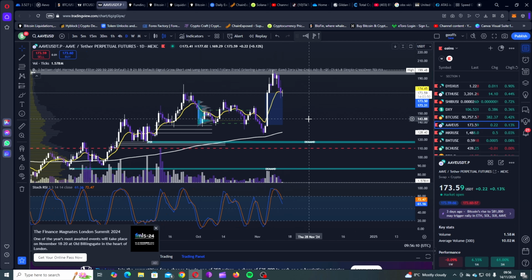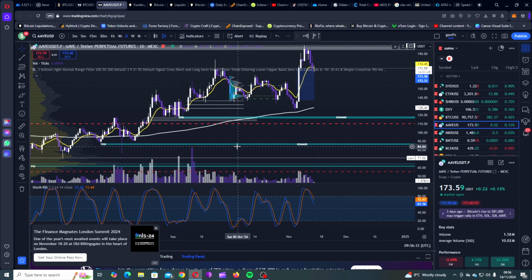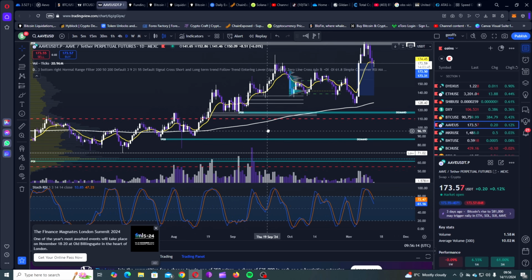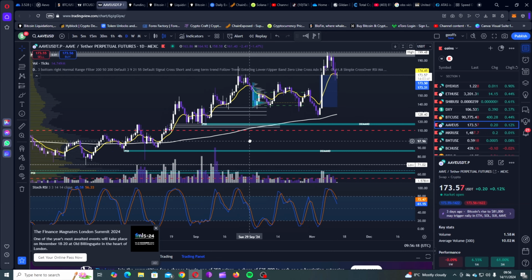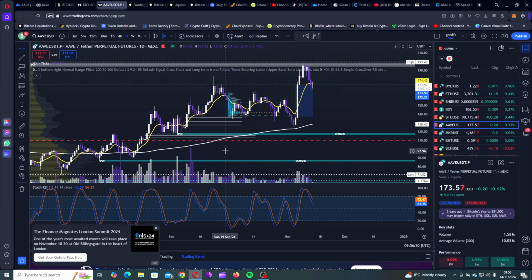Back into wave on the daily, using the 10 again. It's probably not the best scenario, but we can still use it. So let me just move my volume profile a minute. So we've got AVE.